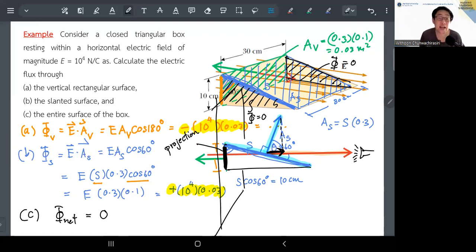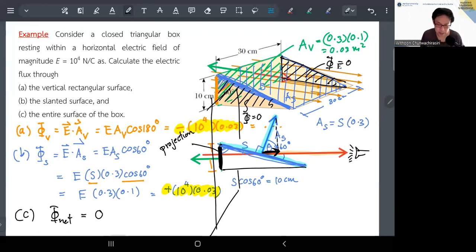It's just the projected area of whatever piece of area you're talking about. Does that make sense? Okay. It might make even more sense if we come back to this one.